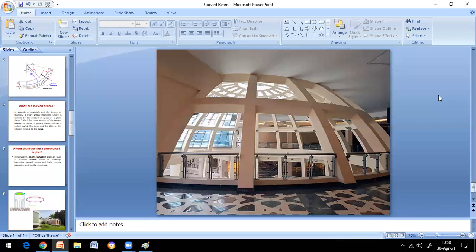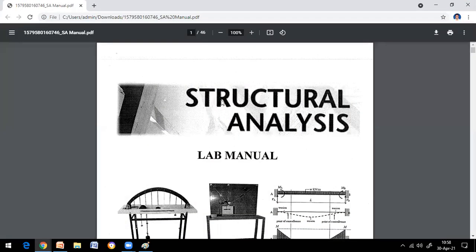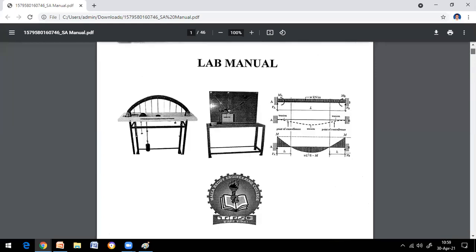Okay, right. So now let me show you how this is going to be useful in your practicals. These curved beams are there in your structural analysis lab. How it is going to be useful and what formulas are going to be derived there for analyzing the curved beams. Directly I will try to show you in your lab manual. If you have the structural analysis lab manual, please open and see it when you find time.